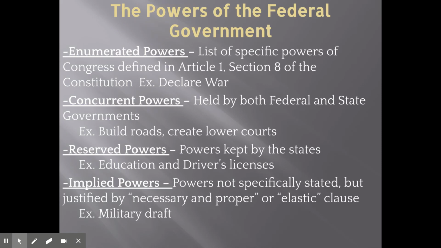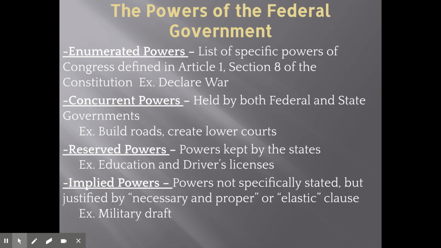Now, the powers of the federal government, these are some of those that are listed. I'll give you some examples. For the enumerated powers, one good way to remember where they're located, these are the specific powers defined in Article 1, Section 8. So don't laugh, it's very lame, but it's Article 1, Section 8, enumerated power. You might remember it now. And so these are powers that for example, like declaring war given to Congress.